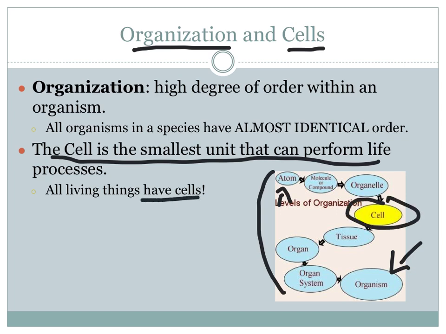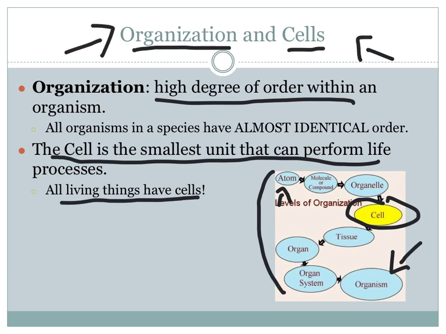All living things have cells. And then these cells, in order to be considered a living thing, have to have a high degree of order within that organism. So for example, cellular organization is very replicated from one organism to the next. Like if you took 2 human beings, the placement of their cells would be almost identical. They are very, very organized. So living things have to have cells, and those cells have to be organized in a certain way.